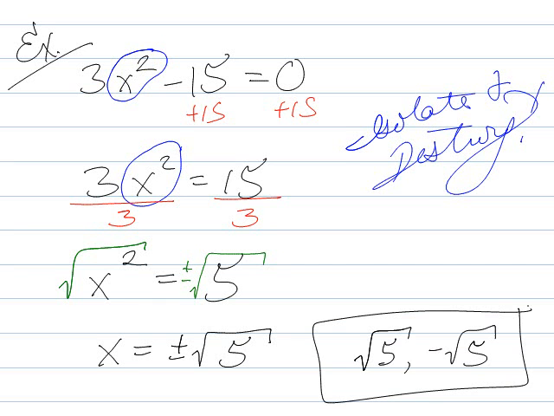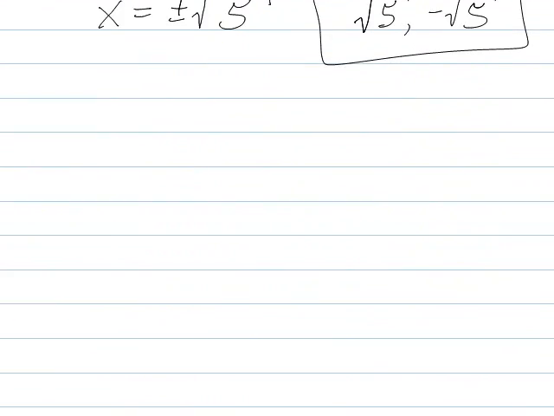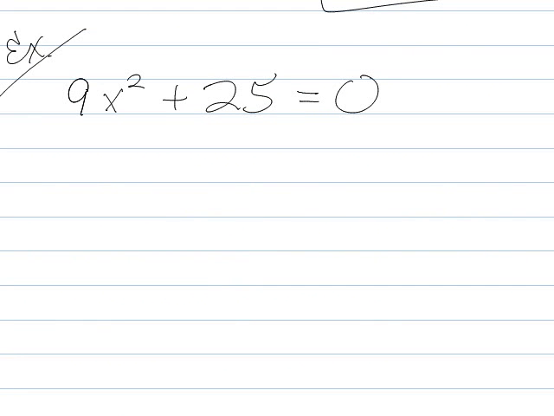And it's super fantastic. All right? Try another one. Okay, try 9x squared plus 25 equals 0. We're going to do the same strategy. We're going to isolate and destroy.